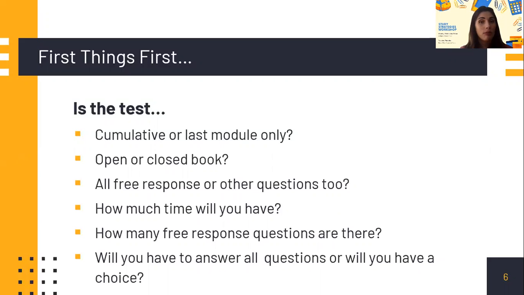Something else to ask is how much time are you going to have to take the test? Are you going to have 60 minutes? Are you going to have 90 minutes? And how many questions are there on the test? How many free response questions?